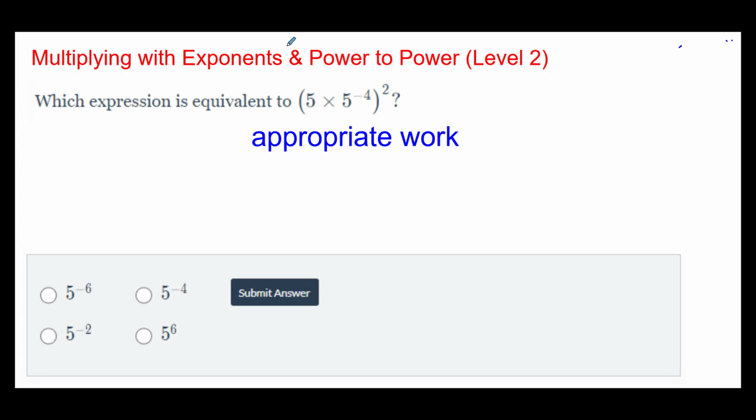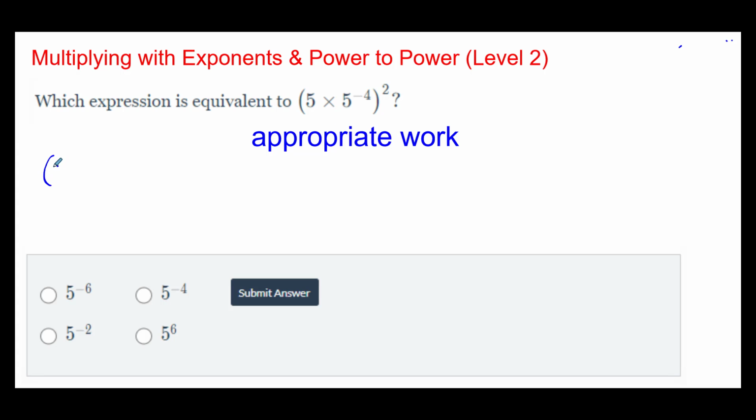Okay, multiplying with exponents in power to power level 2. I'm going to try and talk really quick through this to try and keep the video a little bit shorter. If something doesn't make sense, I'd suggest you pause and replay. Start by writing the original problem.